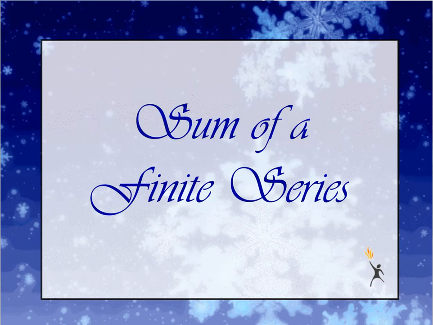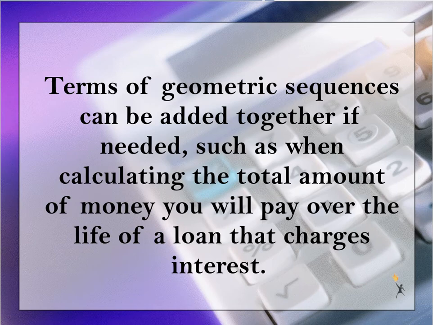Continuing with our geometric sequences, today we're going to learn how to take the sum of a finite series. The terms of a geometric sequence can be added together if needed, such as when calculating the total amount of money you're going to pay over the life of a loan that charges interest. So this would be like your mortgage loan when you buy a house, or a car loan if you need one to buy a car, right? This is the type of loan that charges interest, and this is where our geometric series is going to come into play.